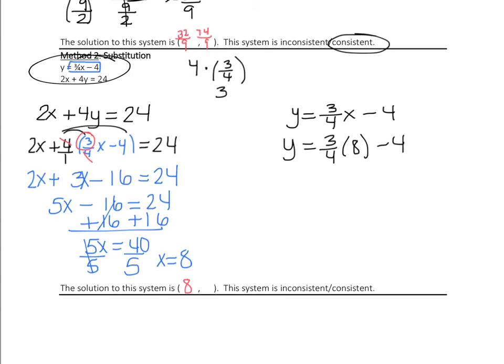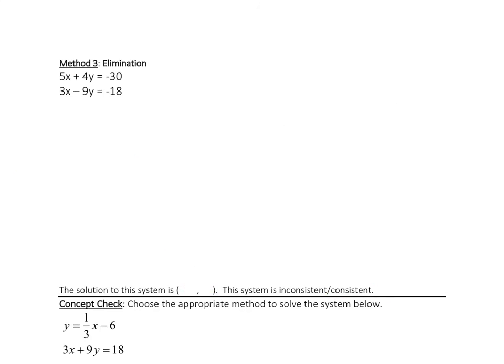Take a minute, pause the video, plug this into the calculator, and hit resume once you've done so. And your answer should be 2. So this is the y value of the point of intersection. So my point of intersection is 8, 2. And this system is definitely consistent because it has a point of intersection. Okay, let's look at the last example.